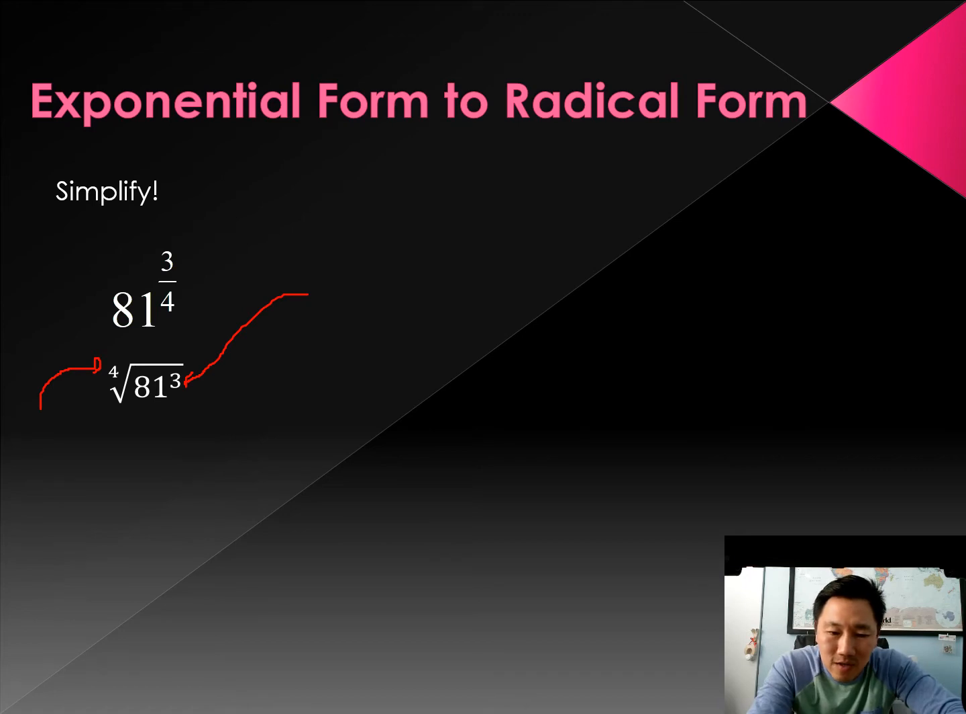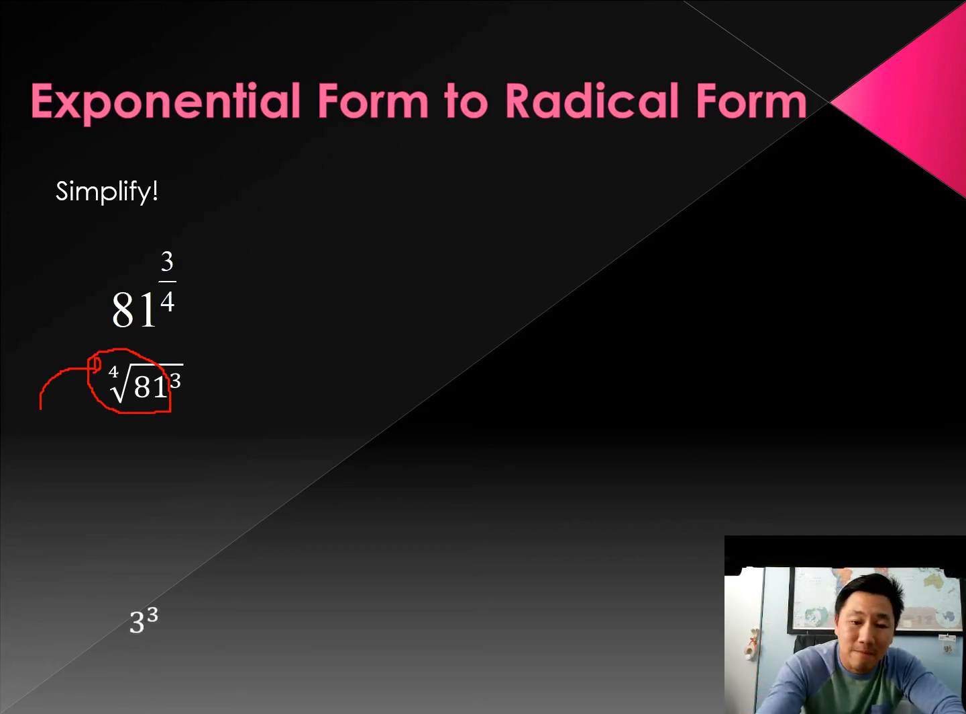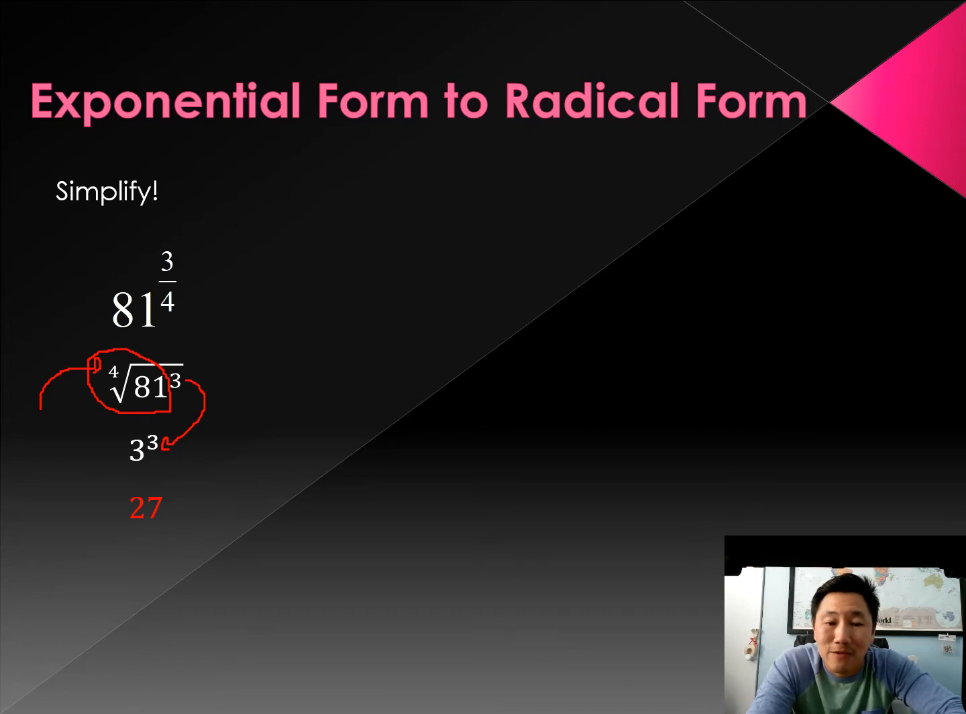If you do the root first, then you get smaller numbers. If you do the exponent first, you get bigger numbers. And it's always a better idea to work with smaller numbers. So let's go ahead and evaluate the root first. What is the 4th root of 81? What times what times what times what gives you 81? I think it's 3. And then you just put that 3 that's there. And then you just do 3 to the 3rd power. Answer is 27.